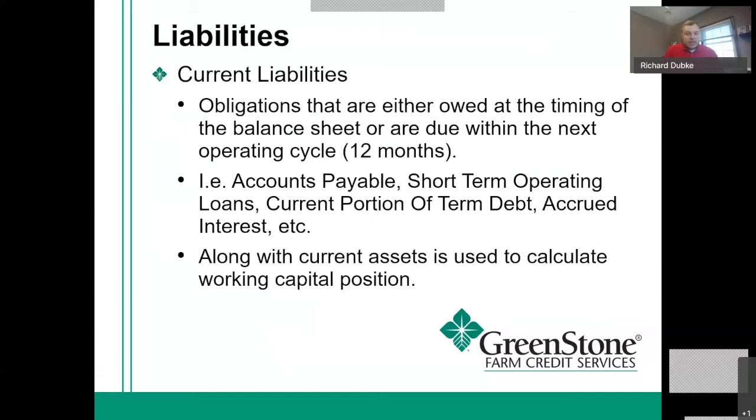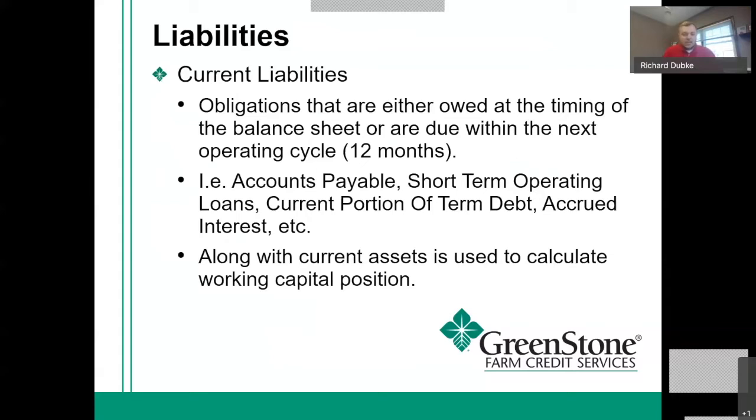Jump down to the right-hand side of the balance sheet now. These would be your liabilities. Liabilities are broken down again into current liabilities. Look at these as obligations that are either owed at the timing of the balance sheet or are due within the next operating cycle. Once again, referencing that 12-month window from the time the balance sheet is completed.